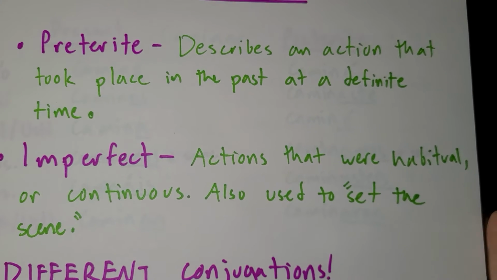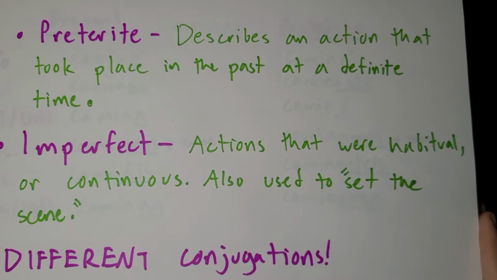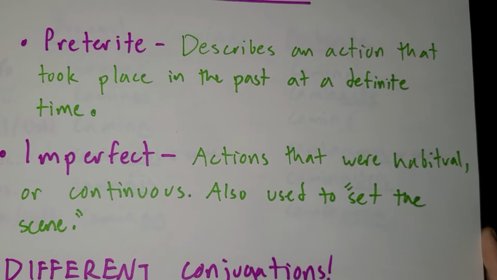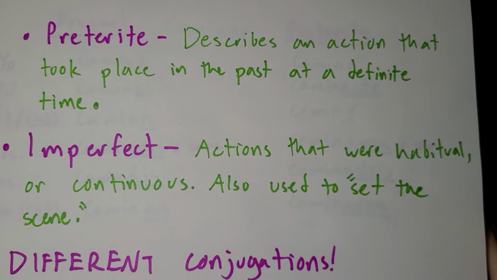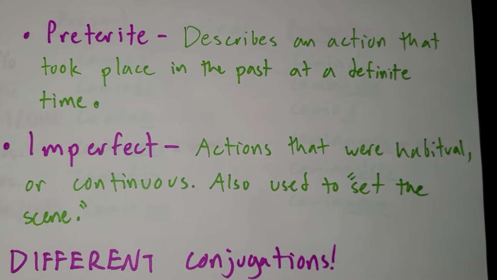So the imperfect tense can describe actions that were habitual or continuous. It can also be used to set the scene. So the example that I used last time was if a detective is asking you, where were you when she was murdered? Or when something happened. You could say, I was walking home. When you say I was walking, you're setting the scene. You're saying I was walking home when this happened. So that's setting the scene. So that's when you would use the imperfect tense in Spanish.